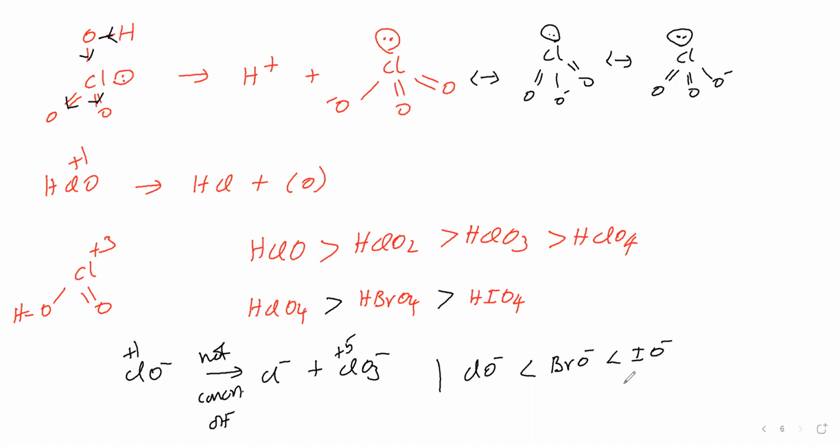Next, we will go for interhalogen compounds. Interhalogen compounds means in those compounds only halogens will be there, different halogens. So what are the possible interhalogen compounds that we'll see? One is XX', both are halogens. Next one is XX'3. Next one is XX'5. Next one is XX'7. Interhalogen compounds like this.